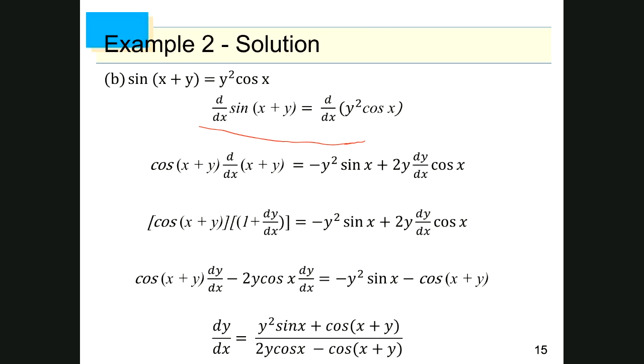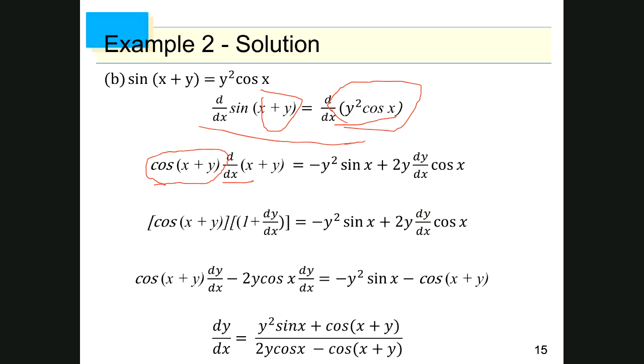First, you differentiate sine, which gives cos. That's the derivative of sine. And then I have the derivative with respect to x of the inner function. That is called the chain rule. This side, everyone knows what to do, it's just the product rule. This is the product of two functions, therefore it's the product rule.